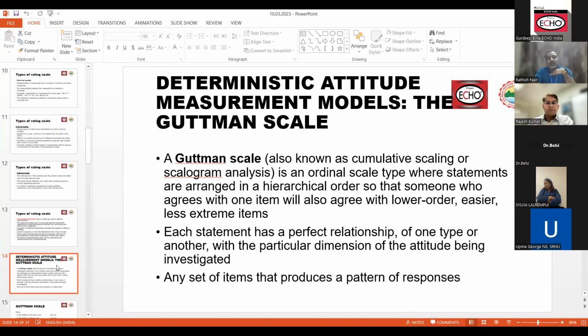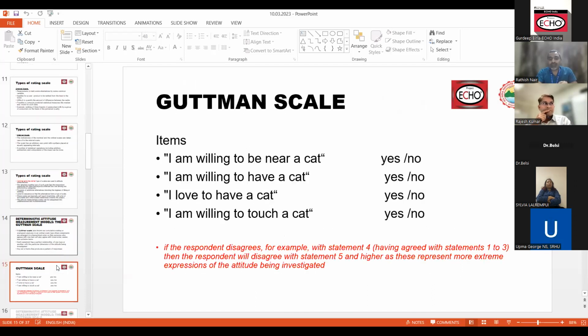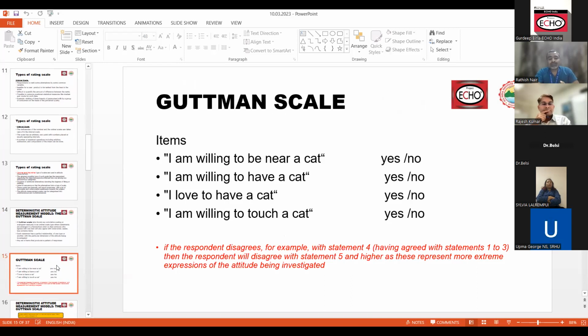This is like, maybe people who are studying psychiatry might know, systematic desensitization, which is talked about as a therapy method for phobia, and you can see the order of severity is going to increase as you go down. So each statement has a perfect relationship of one type or another with a particular dimension of the attitude being investigated. In the case of this Guttman scale, we look at the severity and the responses from the participant. We'll have an example, where you will see if you answer one as yes, then it may be here it is.